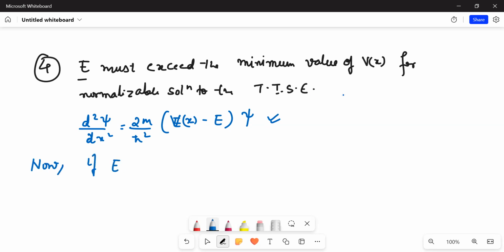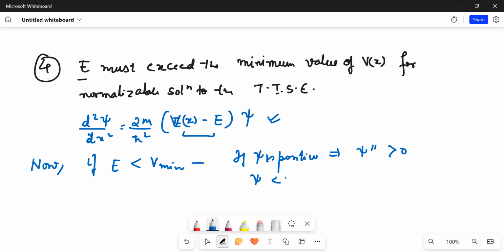Now if E does not exceed the minimum value, then it implies that E must be less than V minimum. If E is less than V minimum, then what will happen? This bracket will remain positive. So if ψ is positive, ψ double dash is positive, and if ψ is negative, then ψ double dash would also be negative.